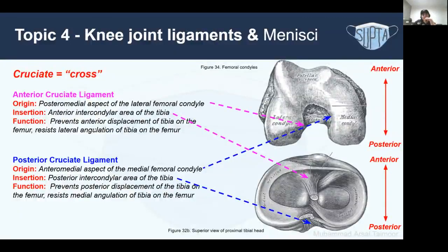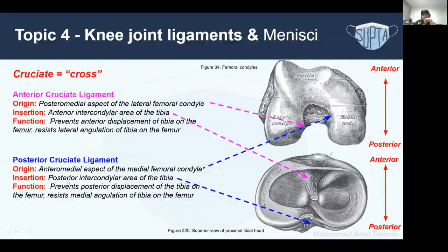So the ACL prevents anterior displacement of the tibia relative to the femur, and it resists lateral angulation of the tibia on the femur because it originates laterally on the femoral condyle, crosses, and then inserts onto the anterior intercondylar area of the tibia. So it prevents the lateral angulation of the tibia.